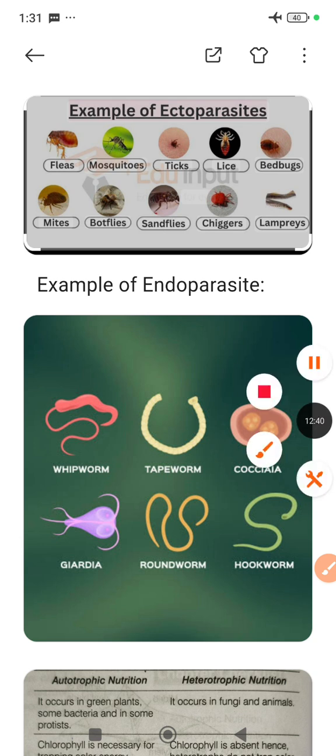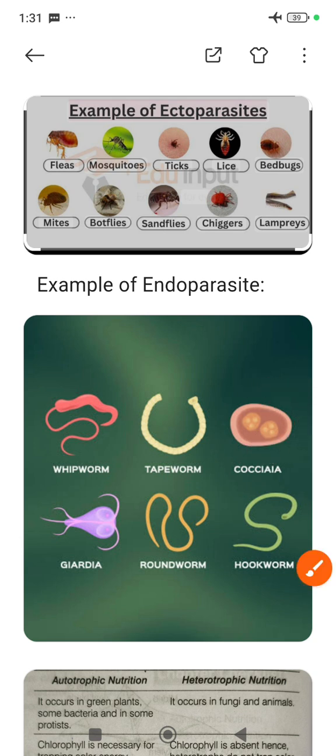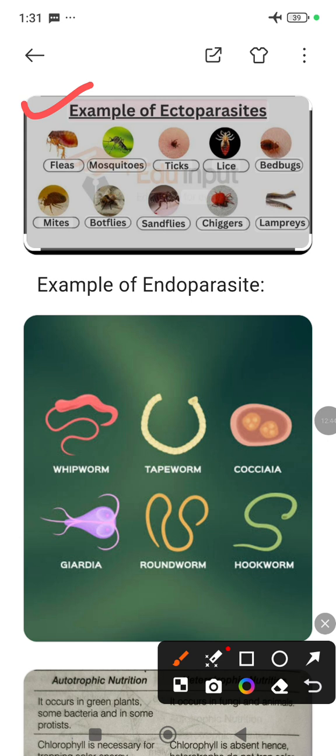One is ectoparasites. You can see they are ectoparasites. I have mentioned lots of pictures with their names. These are ecto because they are present outside of the body of the host, or they collect their nutrients from the outside of the body of the host, like mosquitoes, fleas, ticks, lice, bedbugs, mites, botflies, sandflies. These are the examples of ectoparasites.